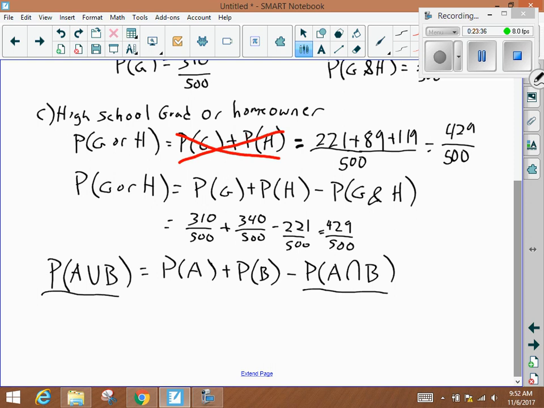And that is the way that this formula looks on your AP statistics formula sheet. They don't say "or" and "and", they say union and intersect. So that right there is a healthy segue into talking about these Venn diagrams.